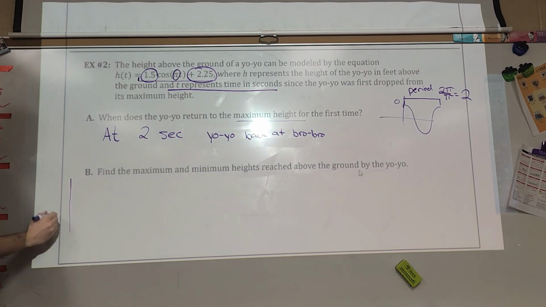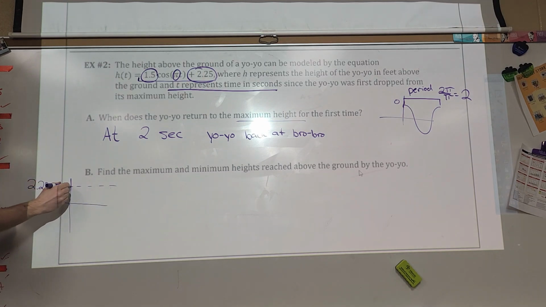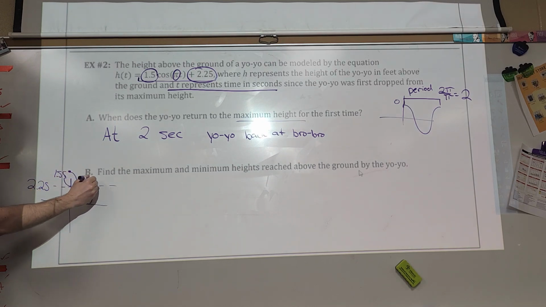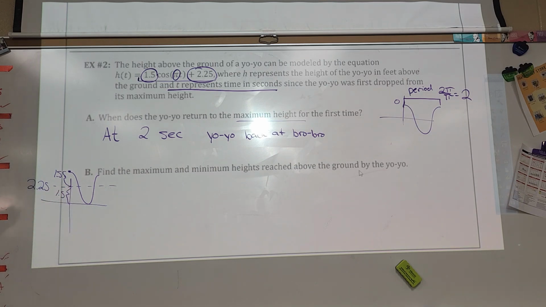So again, you don't have to draw the whole graph, but I'm going to sketch a graph just to kind of see what's going on, right? So I'm moving my point up to my midline, up to 2.25, right? And then from 2.25, I go up 1.5. I'm going to go down and come back up. I'm going to go down 1.5. Does that kind of make sense what I'm doing here? I'm drawing a sketch so I kind of see what's going on.